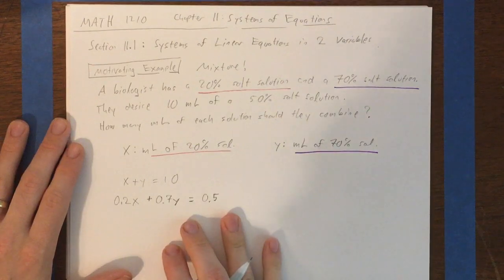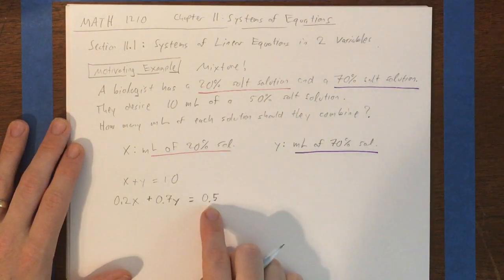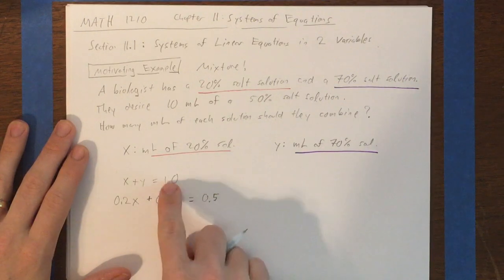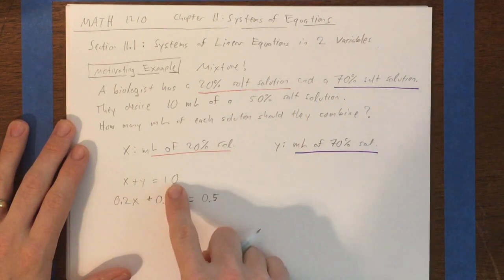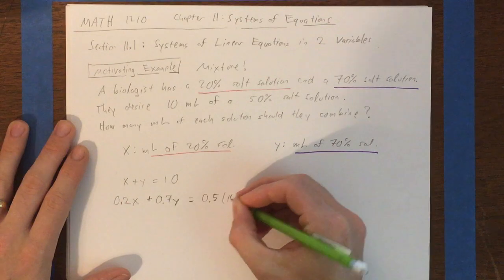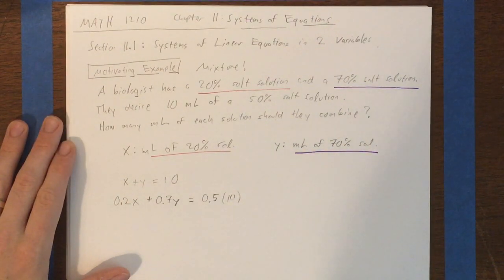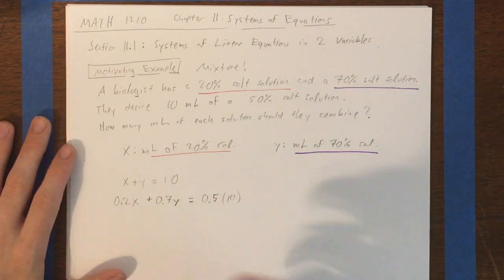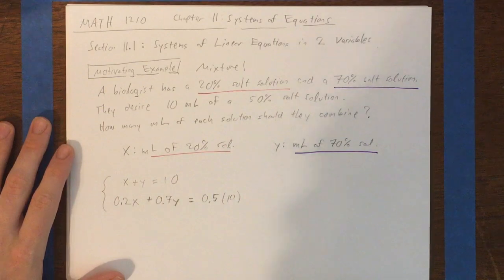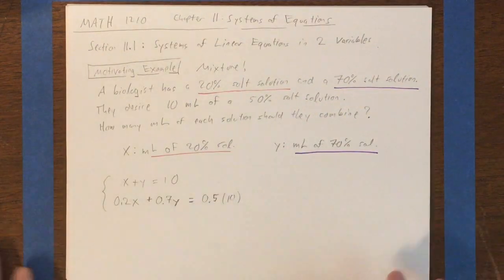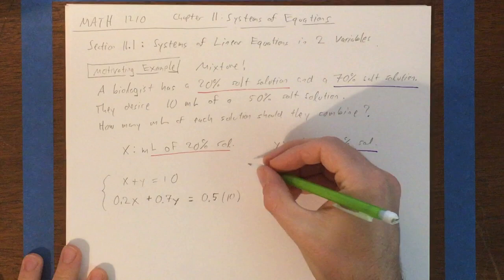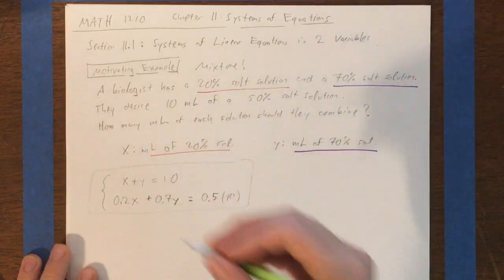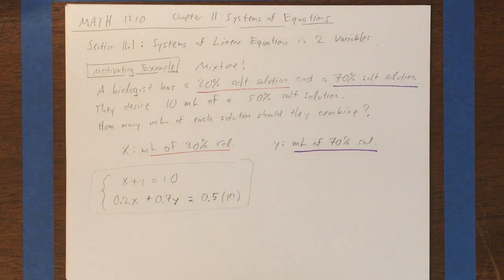I don't just want to write 0.5 there, because 0.5 is a percentage. That's just 50%. What is it 50% of? The total, right? So it's 50% of the X plus Y, which is 10. So I'm going to put 10 in there. 50% of 10. So this is 0.5 times 10. All right. Those are the two equations that we can write down that are going to describe this problem. Okay, and this is our system of equations that we want to attempt to solve. That's our system. Okay, two equations with two variables.